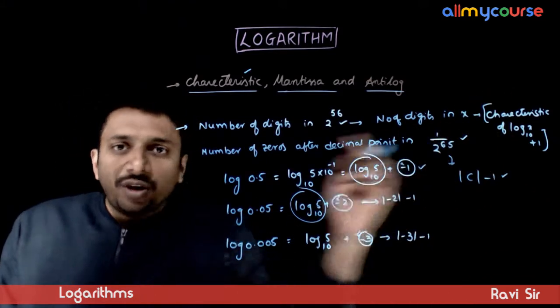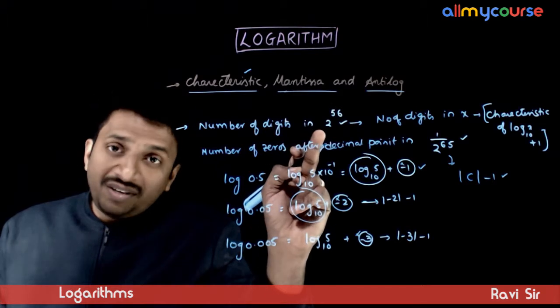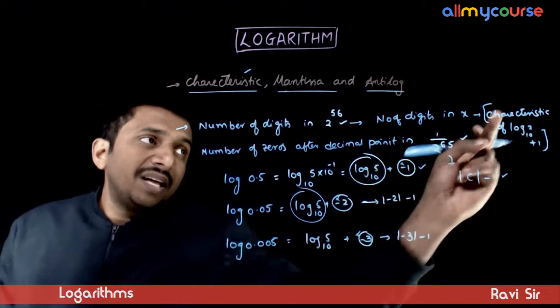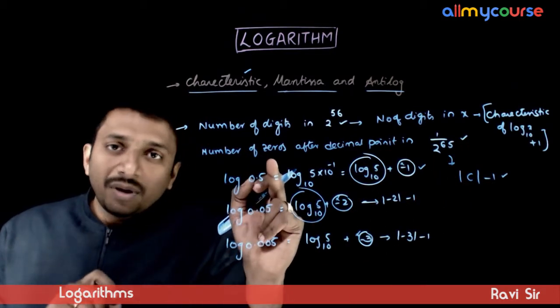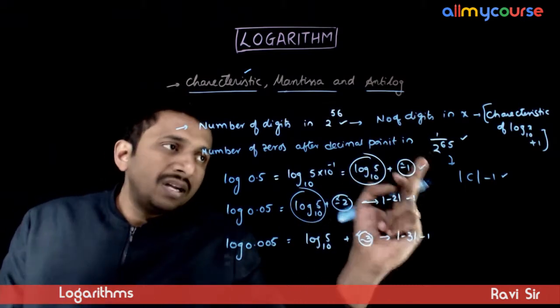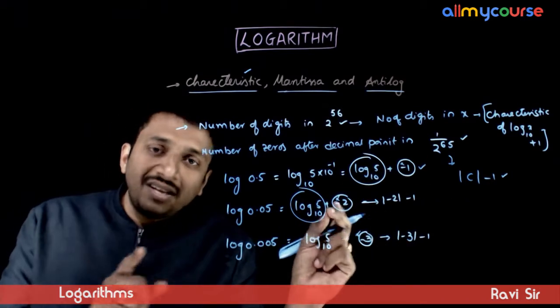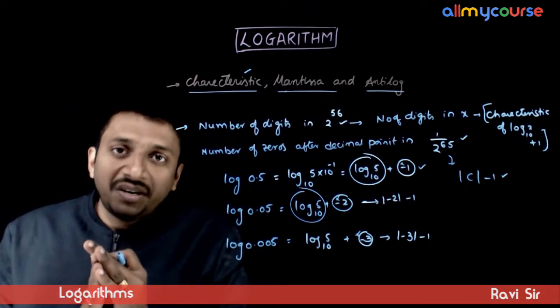So these are the two formulas. The number of digits in any number is nothing but the characteristic of that number plus 1. And the number of zeros immediately after the decimal point of any small number is nothing but mod of characteristic minus 1. So these are the two formulas which you need to remember.